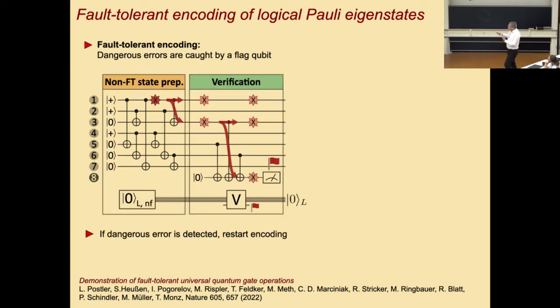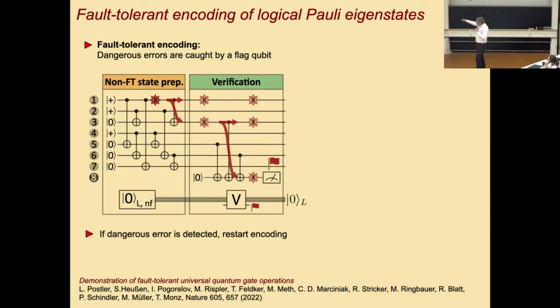Well, the idea is to use this flag-based paradigm, namely to couple three of the data qubits to an additional flag qubit in such a way that whenever such a weight-2 bit flip error occurs, it propagates to the ancilla and triggers this flag qubit, telling you, hey, there might have been this dangerous weight-2 error. You should not trust this logical encoded state, but restart your procedure, reset your qubits, and try to prepare this logical 0 state again.